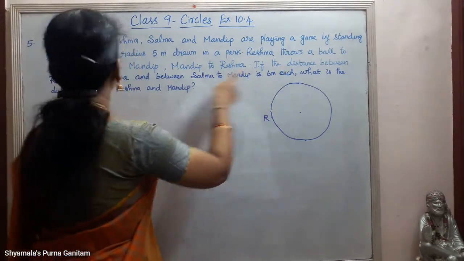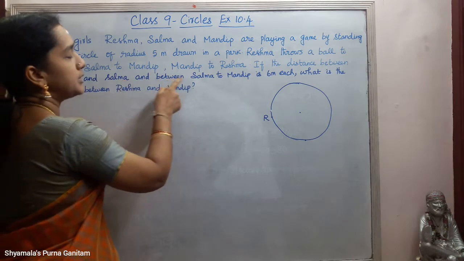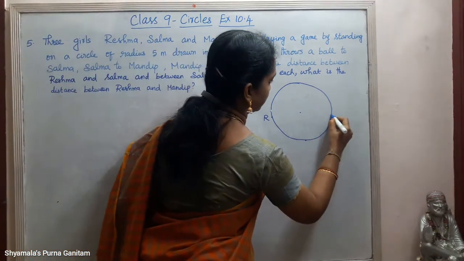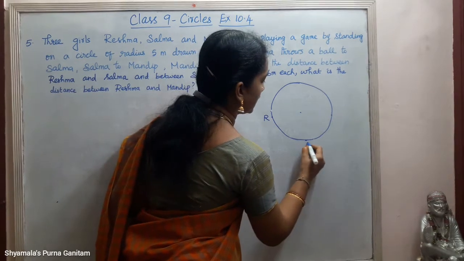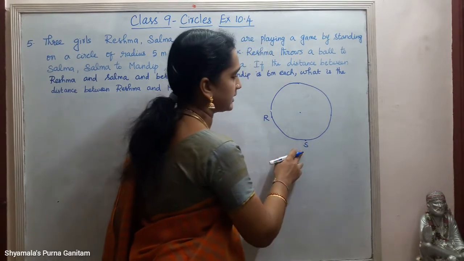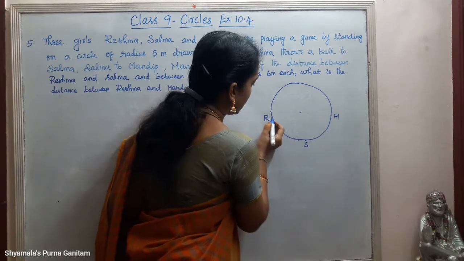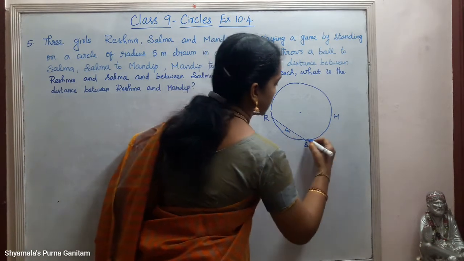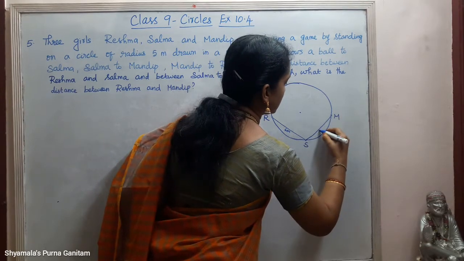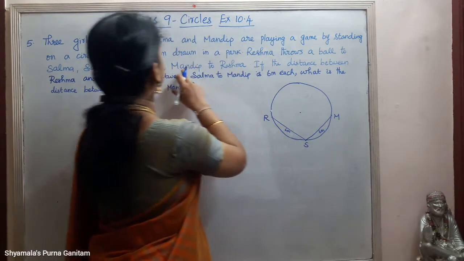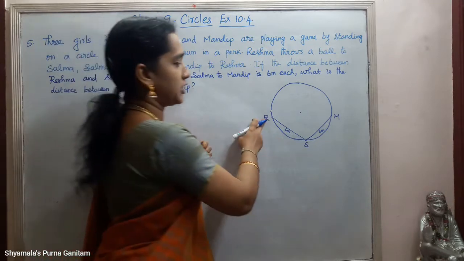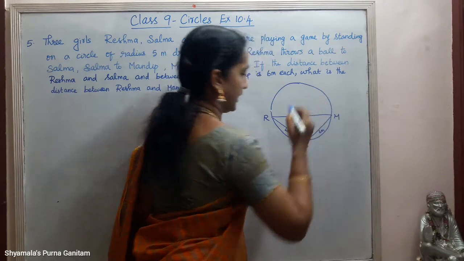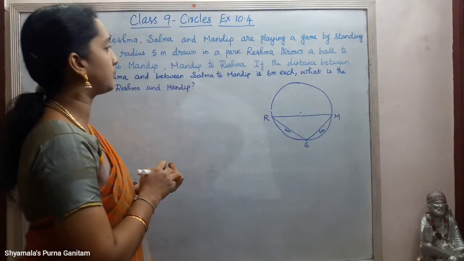If the distance between Reshma and Salma and between Salma and Mandeep is 6 meter, accordingly we will draw the diagram. R we will keep as Reshma, S is Salma and M is Mandeep. Reshma to Salma is 6 meter. Salma to Mandeep is also 6 meter. They are throwing like this only, Reshma to Salma, Salma to Mandeep and Mandeep to Reshma. Okay, this is how they are playing.